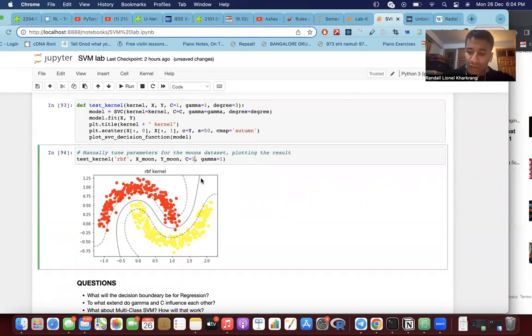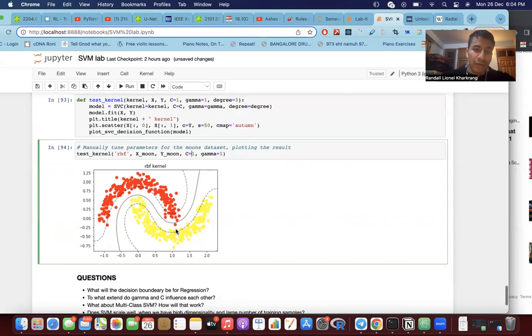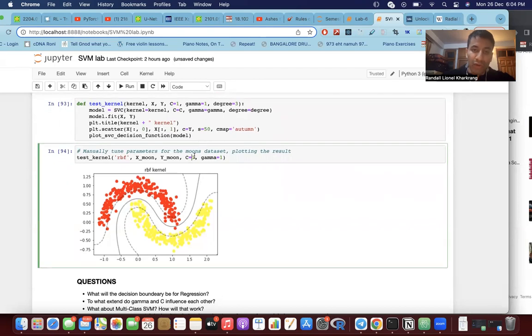So you have more misclassification. You can see these red points, they're crossing the margins, right? The yellow points also are crossing the margin, and some of them are even crossing the hyperplane, like this guy. So a lot less penalization if C is equal to 1.